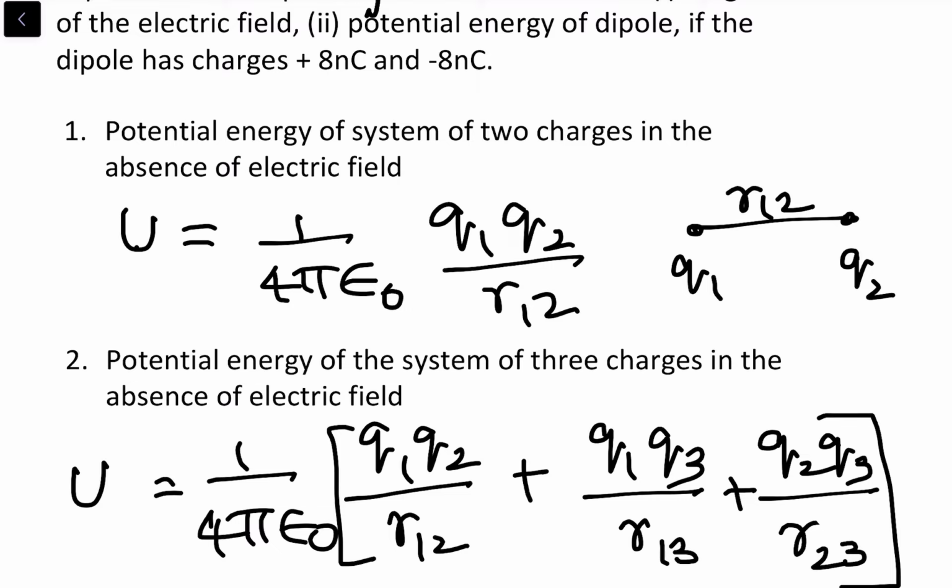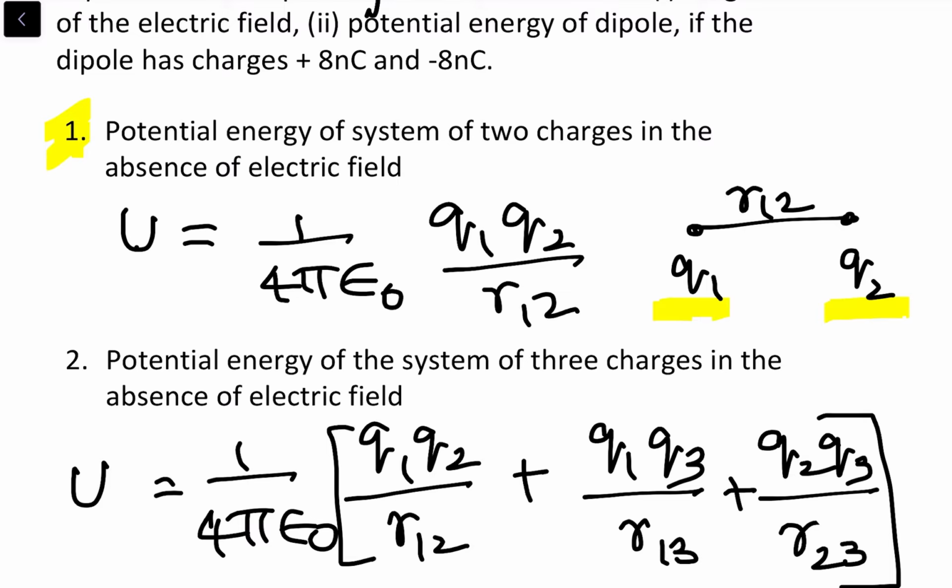So here the first formula which you can use is this one. This is the potential energy of a system of two charges in the absence of electric field: U equals 1 by 4 pi epsilon naught q1 q2 by r12, where q1 is one charge and q2 is another charge. They are separated by a distance r12.